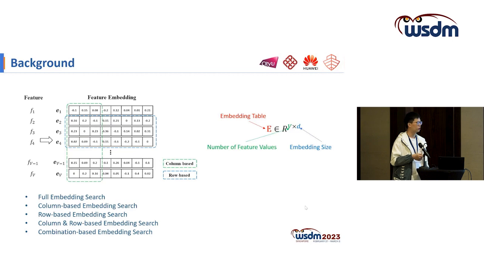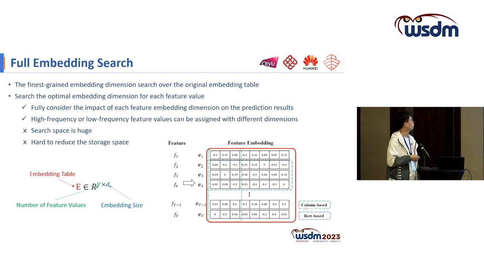The full embedding search will search the optimal embedding dimension for all the feature values. The advantage of the full embedding dimension search is that it can fully consider the impact of each feature embedding dimension on the prediction result. Therefore, the high frequency or the low frequency features can be assigned with different dimensions.